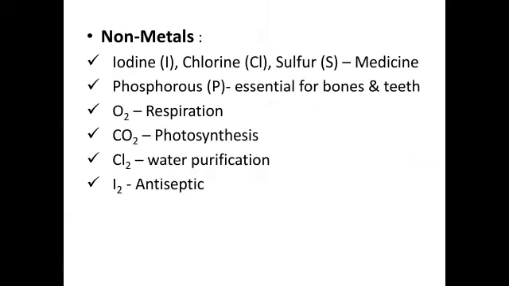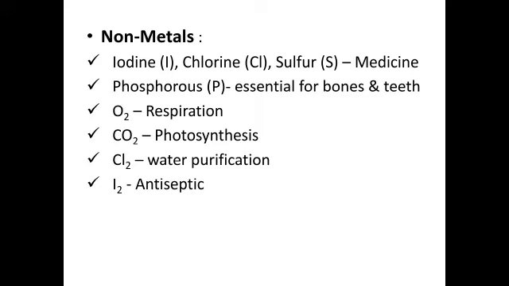Now moving on to non-metals. There are also non-metals, right? Some of the non-metals are listed here. Iodine, chlorine, sulfur. Such non-metals are usually used in medicine. To be more specific, phosphorus, that is written as capital P, is usually seen in our body, like bones and teeth. Then oxygen, that you all know, without oxygen we cannot exist. Oxygen is used for respiration.